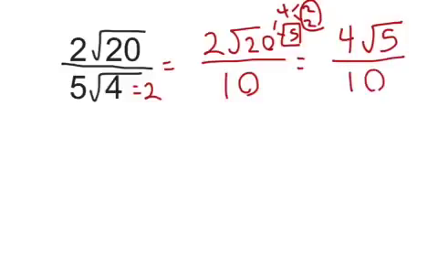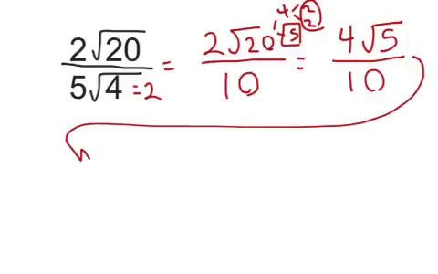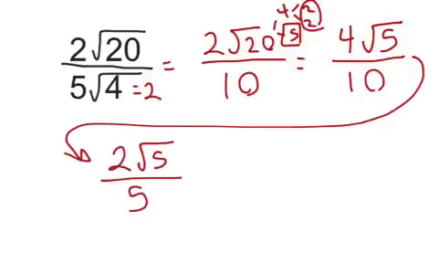Is that simplified all the way? No. 4 and 10 can both be divided by 2. So you're left with 2 root 5 over 5. Anything else I can do? That's it. There's my answer.